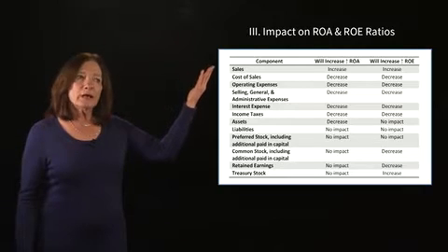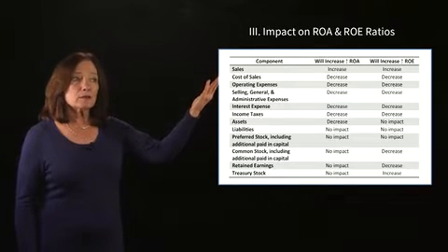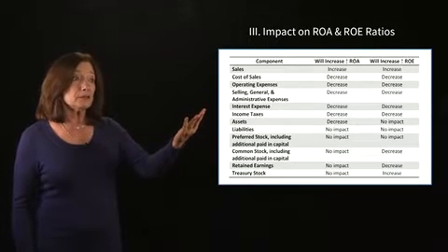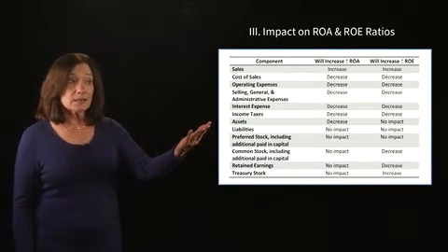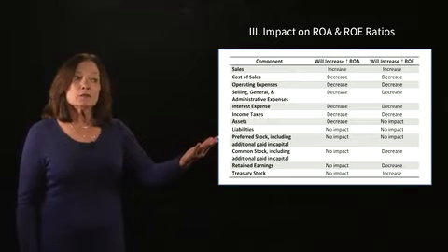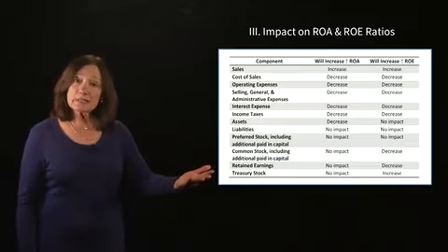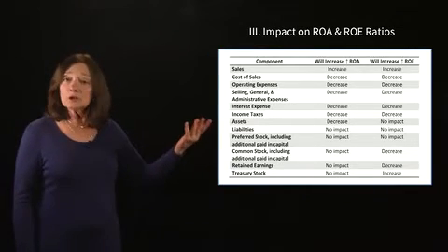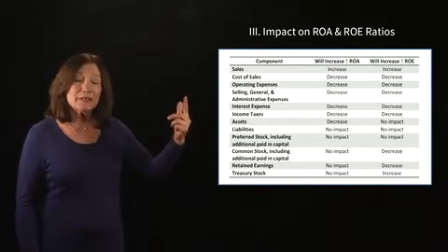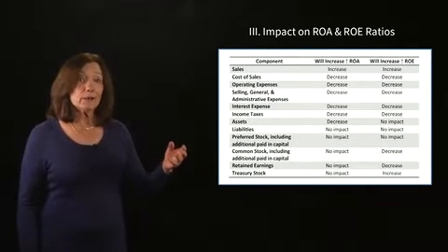In the first column, we have the components. We start with components of our income statement, going from sales, cost of sales, down to our interest expense. From there, we move to the balance sheet and look at our total assets. We look at total liabilities, and then we break down our preferred stock, common stock, and retained earnings, ending up with treasury stock. Now, in the second and third column, we're going to see how a change in each of those components will increase either ROA or increase our return on equity.